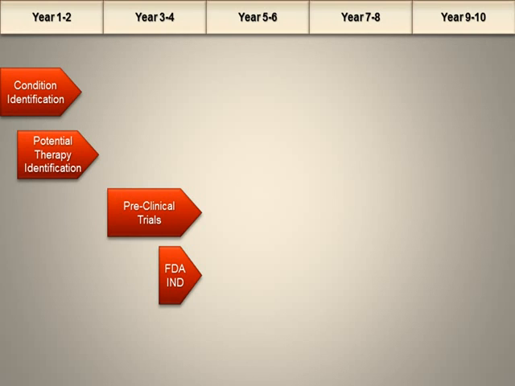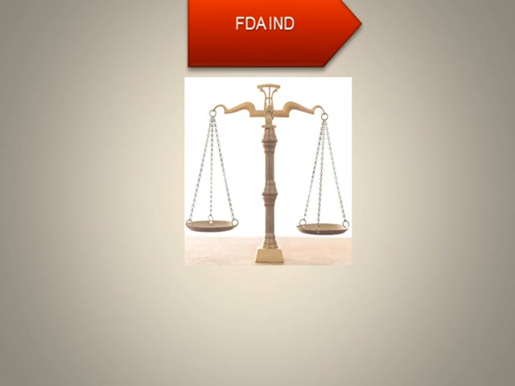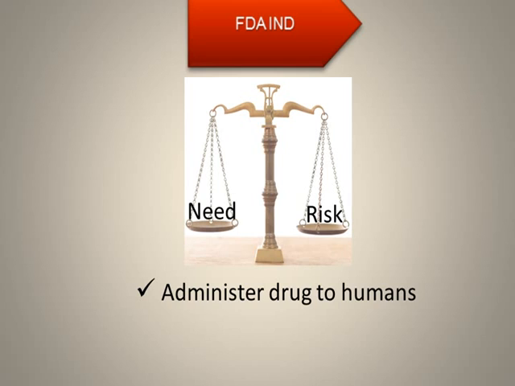With acceptable preclinical data, we submit an investigational new drug application called an IND to the FDA. The FDA will examine the preclinical data and level of need versus the level of risk of our treatment and may approve our IND. The IND is an exemption for a company that allows them to do 2 things.